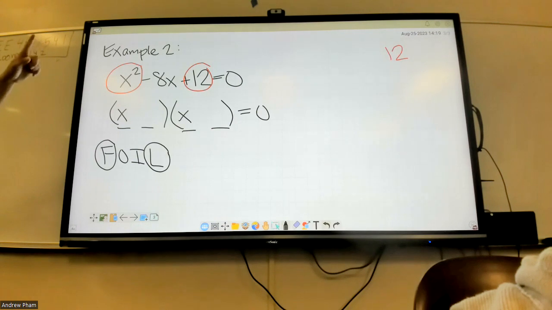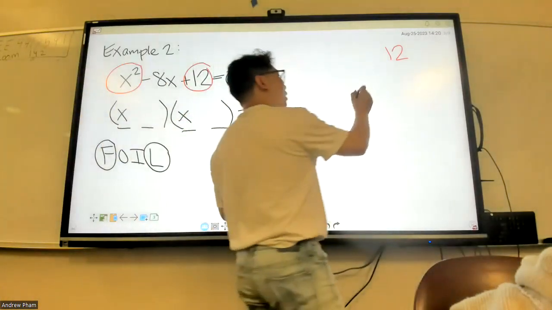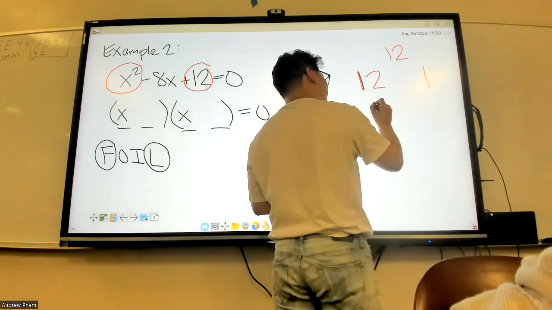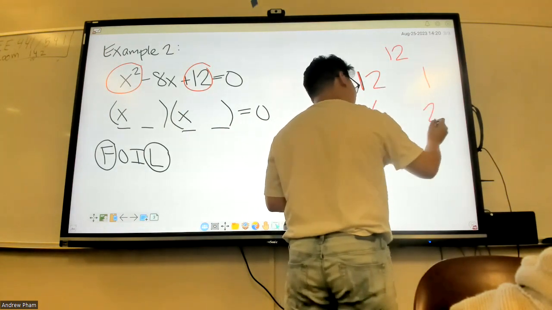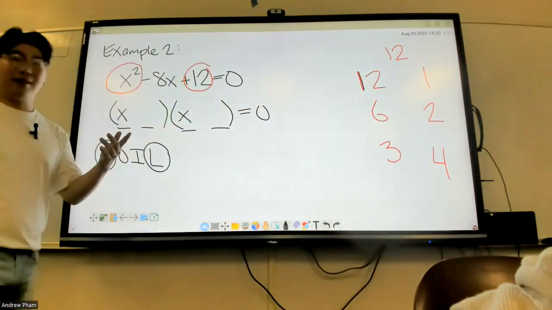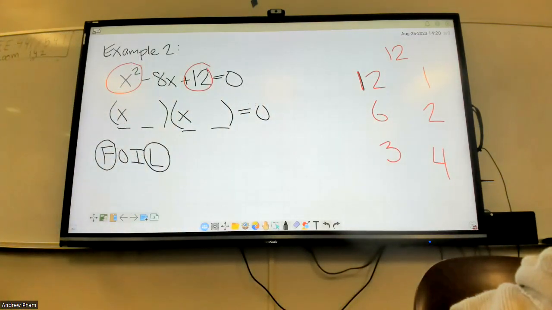I'm just going to go through the steps on how we might do the elimination and how we figure out each one. So for 12, ways to make 12 with whole numbers. 12 times 1. I don't know why I changed the color. 12 times 1, 6 times 2, 3 times 4. So those are the things that multiply to give me positive 12. But how do I know which one of these 3 groups they give me?